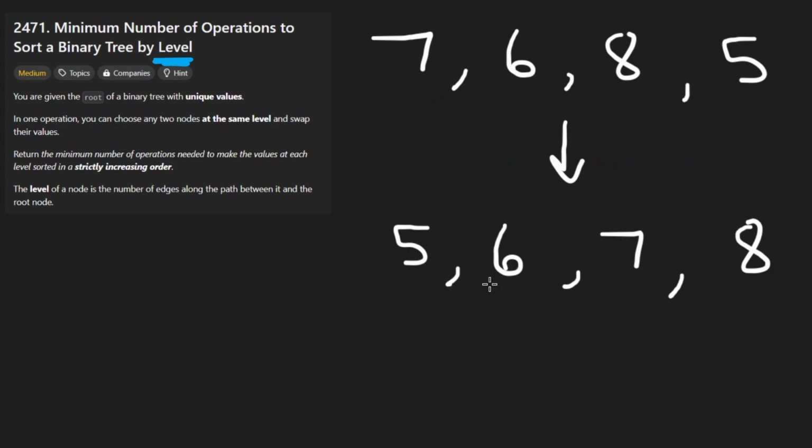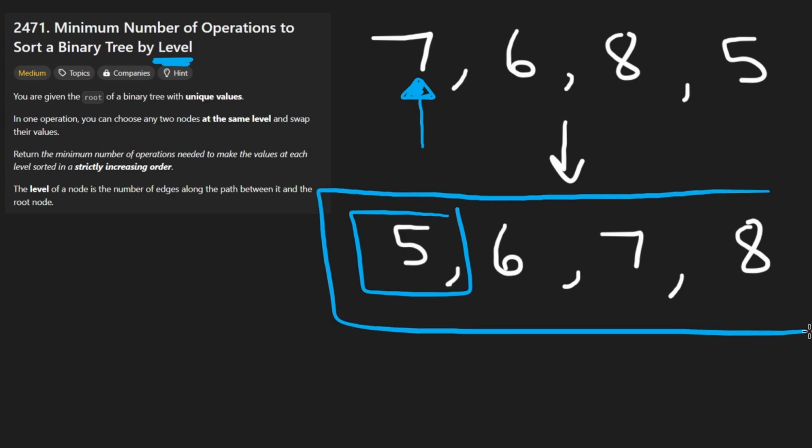Remember, this is the original, this is the intended array. Well, I'm gonna look at this value over here. It should be a 5. How do I know it should be a 5? Well, I must have this array somewhere. How do I have this array? Well, the easiest way is to just sort this array.